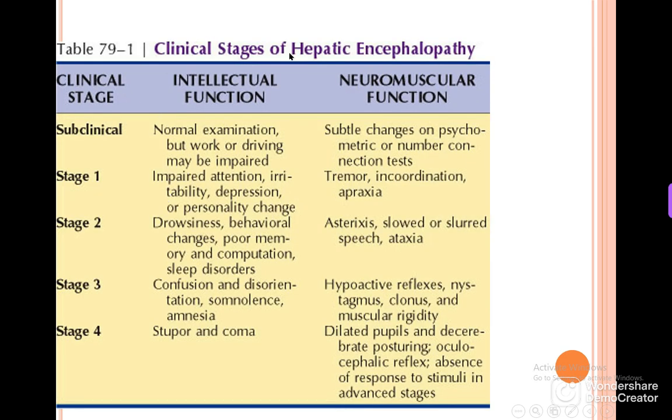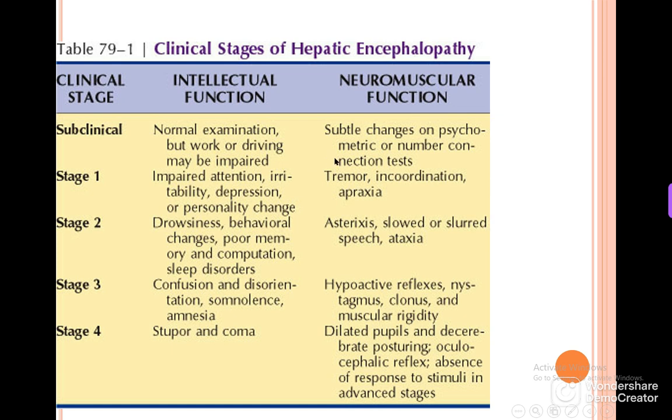Now for this encephalopathy, clinical staging should be done. Subclinical: intellectual functions, normal examination, but work or driving may be impaired. Driving is difficult in Karachi, specifically, because there are no rules or regulations. So he cannot drive well. About the neuromuscular function, there are subtle changes on the psychometric or number connection test, for example 7+3, 11+7. So if he is an accountant, he finds difficulty.